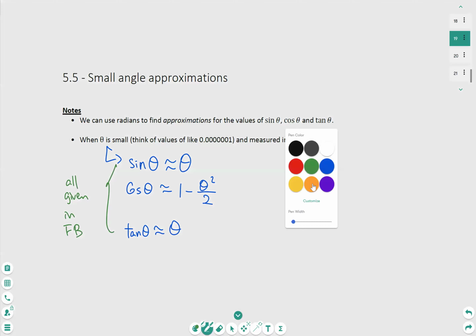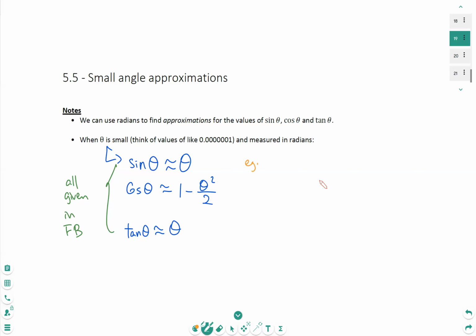Here's a small example. If you have sine 0.05, that roughly equals 0.05. If you have cos 0.05, that roughly equals 1 minus 0.05 squared over 2. And tan 0.05 will be something similar, roughly equal to 0.05. So we can use this approximation. The question will tell you when to use these formulae, when it says, when theta is small, or using the small angle approximation.